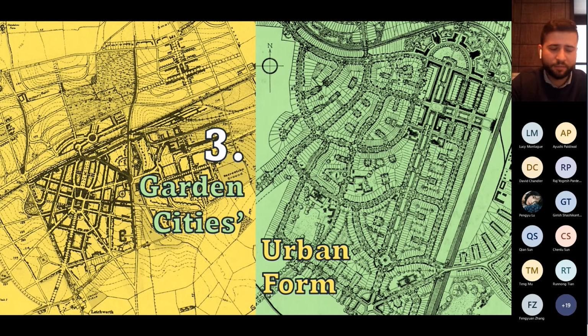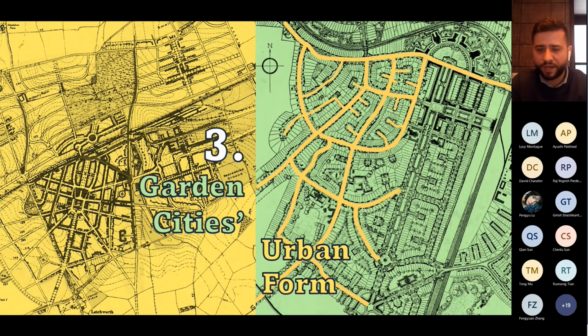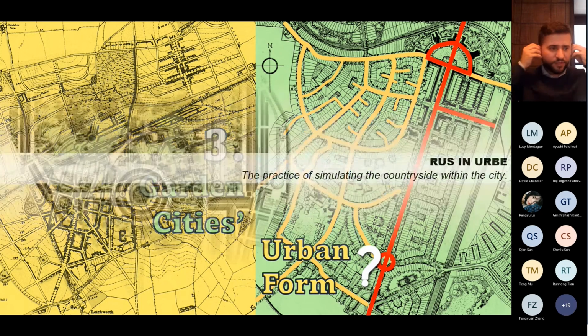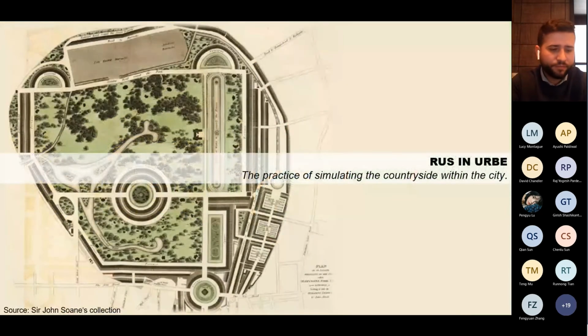This story begins when many aristocrats and architects developed the first examples of Rus in Urbe, or in other words, the practice of simulating the countryside within the city. One of the first interventions under the practice of Rus in Urbe took place in London in 1809.